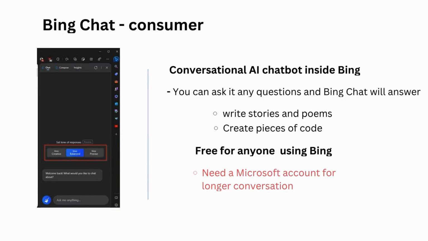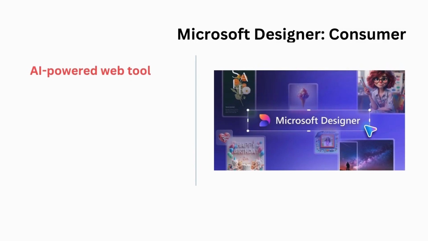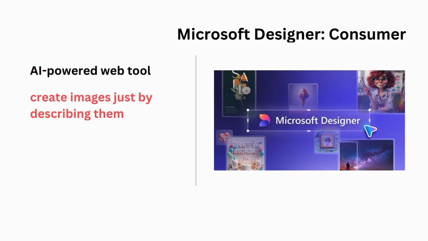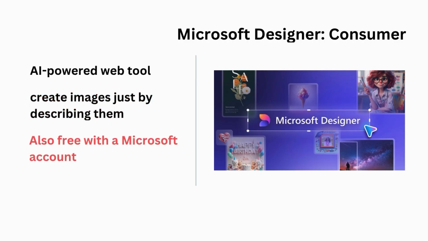What is it? Bing Chat is a free AI assistant you can use in Bing to ask questions, write content, or even generate code. It runs on GPT-4. A Microsoft account might be required for full features. Microsoft Designer, a free online design tool where you type a description and it creates an image using AI, DALL-E. You'll need a Microsoft account to use it. What is it? Microsoft Designer helps you create images just by typing a description. It uses AI, DALL-E, and is free to use with a Microsoft account.